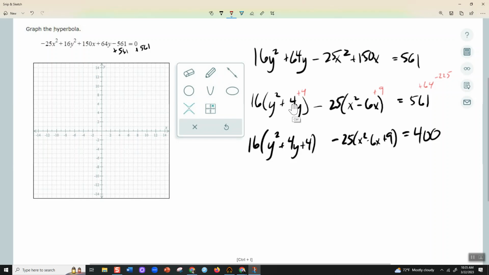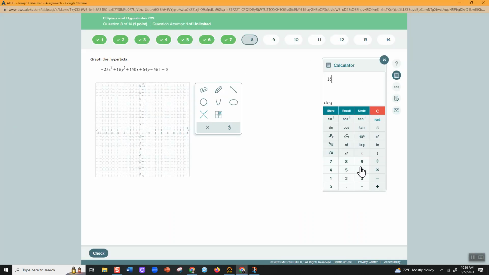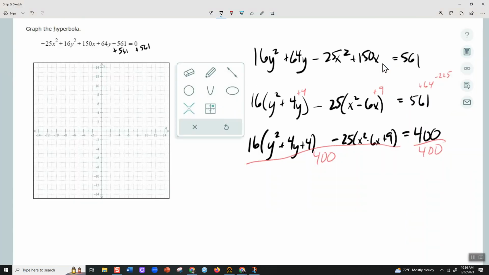Okay, so now I need to get it equal to 1. Divide by 400 on both sides. I'm going to end up with my standard form of this. I'm pretty sure 16 times 25 is 400, but let's just double check. 16 times 25. Yep, it is. It's often the case that the product of these factors up front equals your term or constant on the other side.